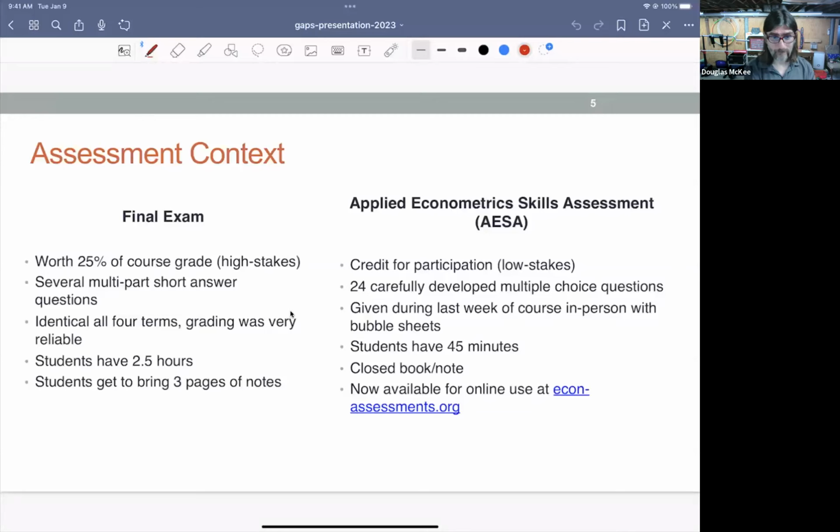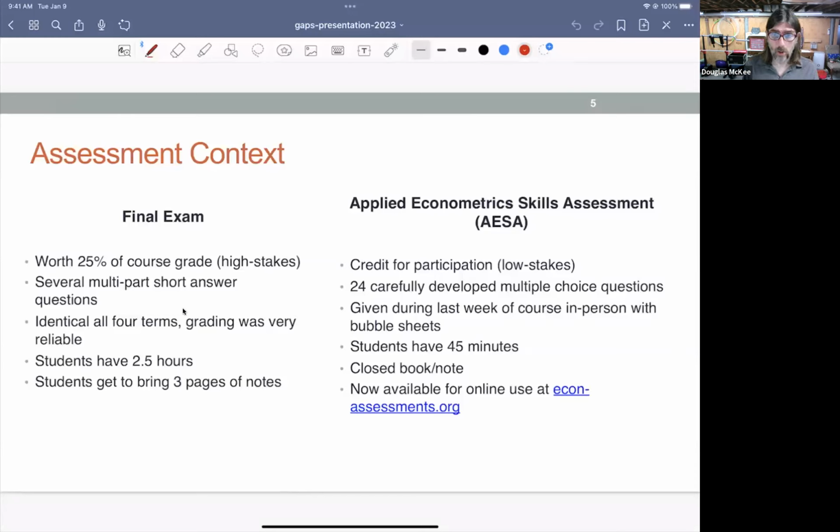It's a long exam. It's not open book, and they don't get full access to their notes, but they do get to bring 3 pages double-sided to the exam with anything they want. That way they don't have to memorize. They're not focused on the memorization for the exam, because they can write down formulas that they don't necessarily want to remember.